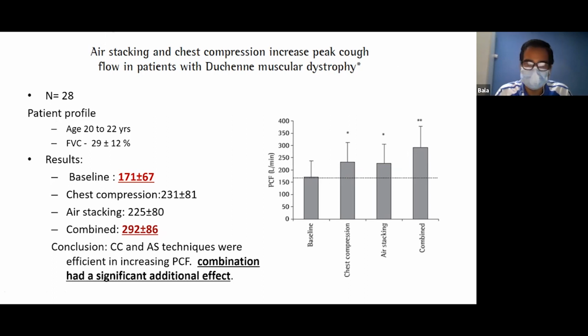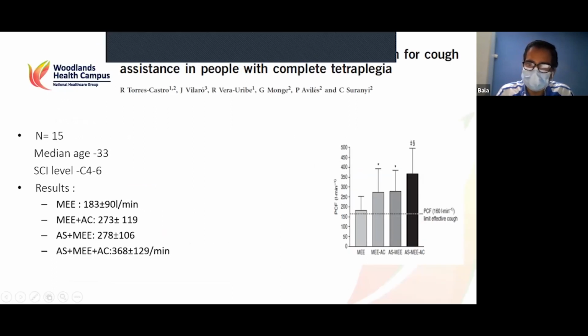If you can generate that inspiratory volume with air stacking and then combine that with the manually assisted cough, the peak cough flow is very good. 300, right? Then you solve your problem. So there's no retention of secretion. The patient can clear the secretions very easily. So that's how LVR is going to be useful.